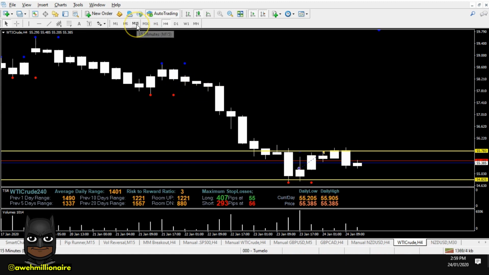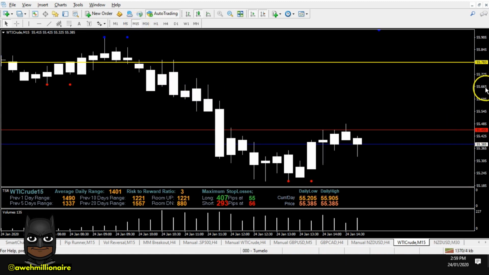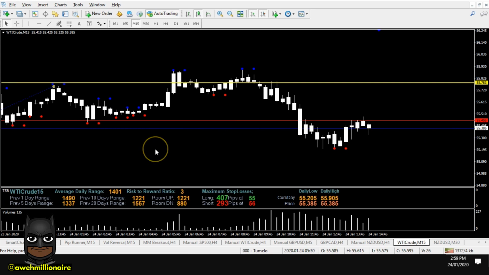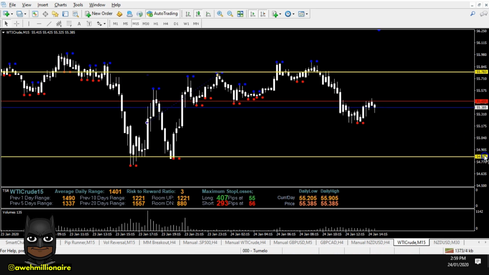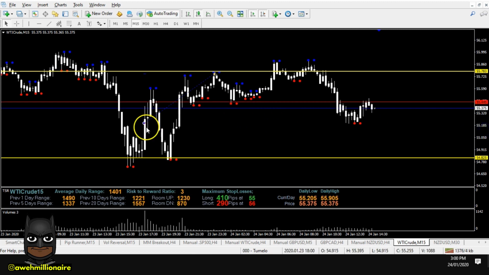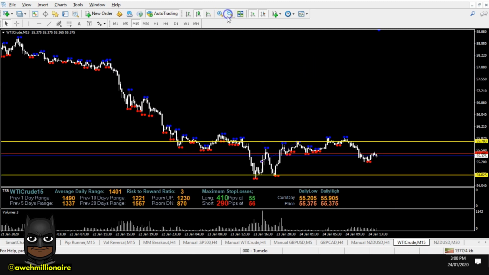Now, if I go back to the 15 minutes time frame, let's look at what actually is happening on the charts. Let's look at the price action. Let's look at what the smart money is thinking. Let's look at what the dumb money is thinking. Again, you want to trade like a smart trader. You want to trade with the smart money, not the dumb money.